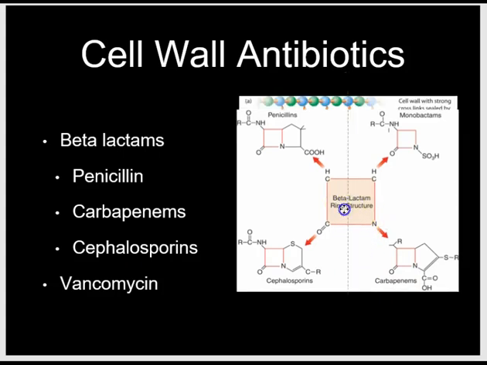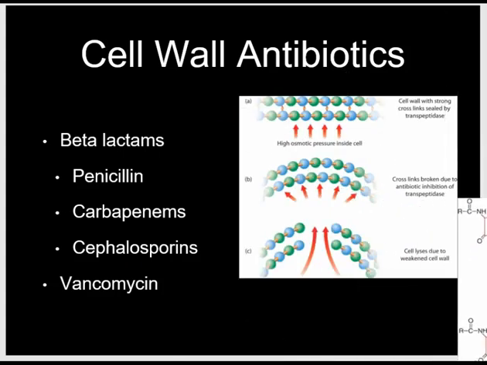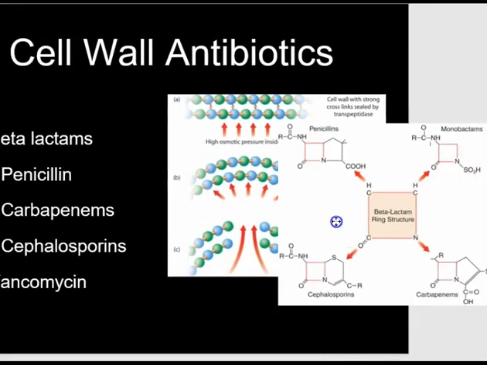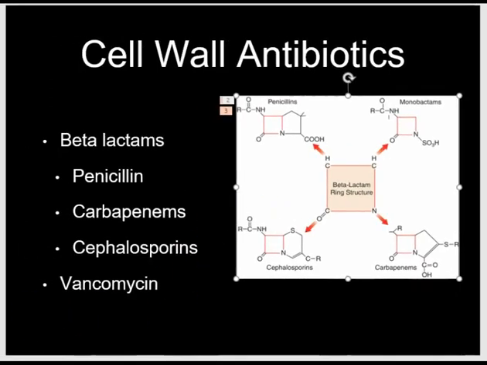Well, anyway, after this one, there's this picture, which you've seen before. This is the picture showing how the cell wall has the strong cross links with the transpeptidase making it strong and linked, and high osmotic pressure inside the cell. And then the antibiotic inhibits this transpeptidase and breaks these cross links, and so then the cell lyses due to its weakened wall and this high pressure. And then I'm going to put this picture back over the top again, so it'll scooch back over. Okay.